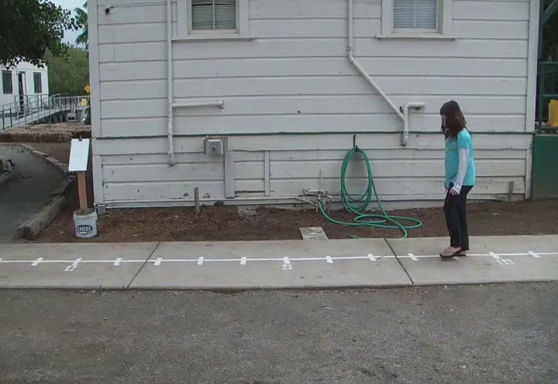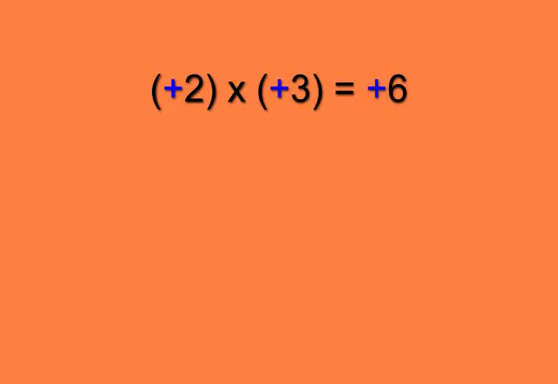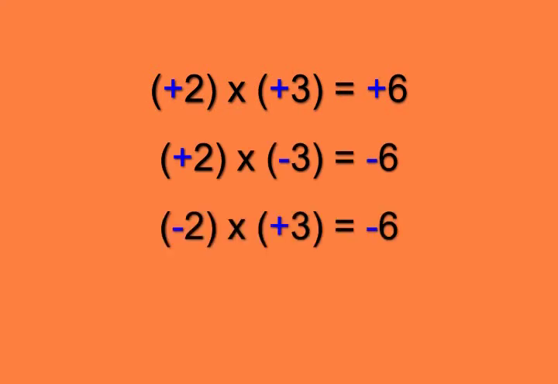Here are the rules one more time. This time, maybe they will have more meaning. A positive times a positive is a positive. A positive times a negative is a negative. A negative times a positive is a negative. And a negative times a negative is a positive.